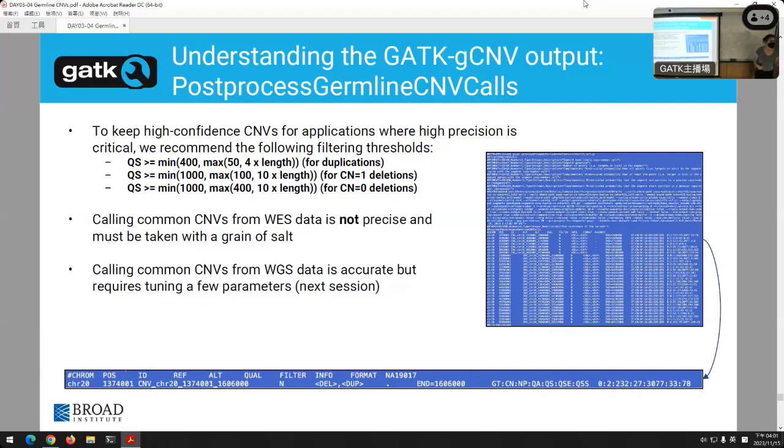But genomes are just less noisy as a data type. So it is possible to use GCNV to call common CNVs in genomes. And we do that as part of GATK SV, which I'll talk about tomorrow.